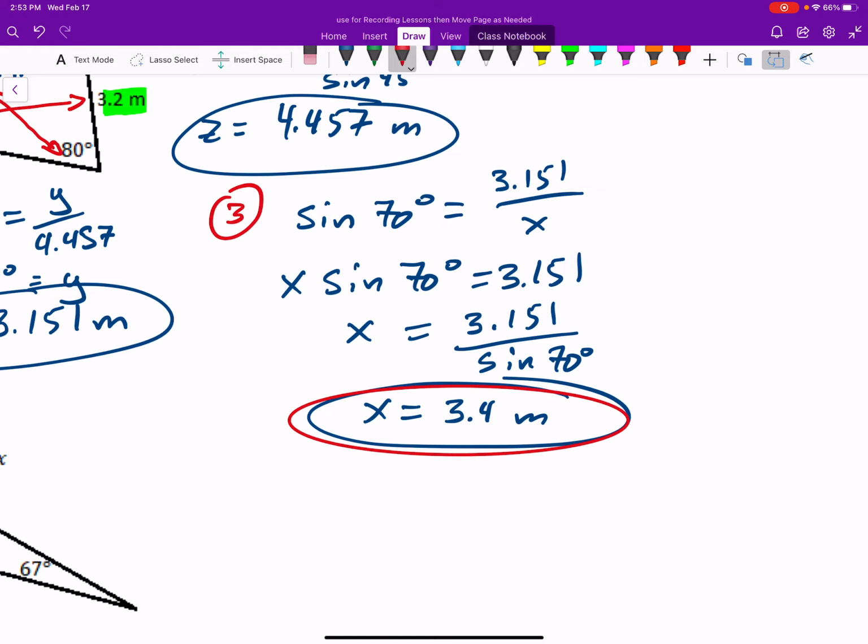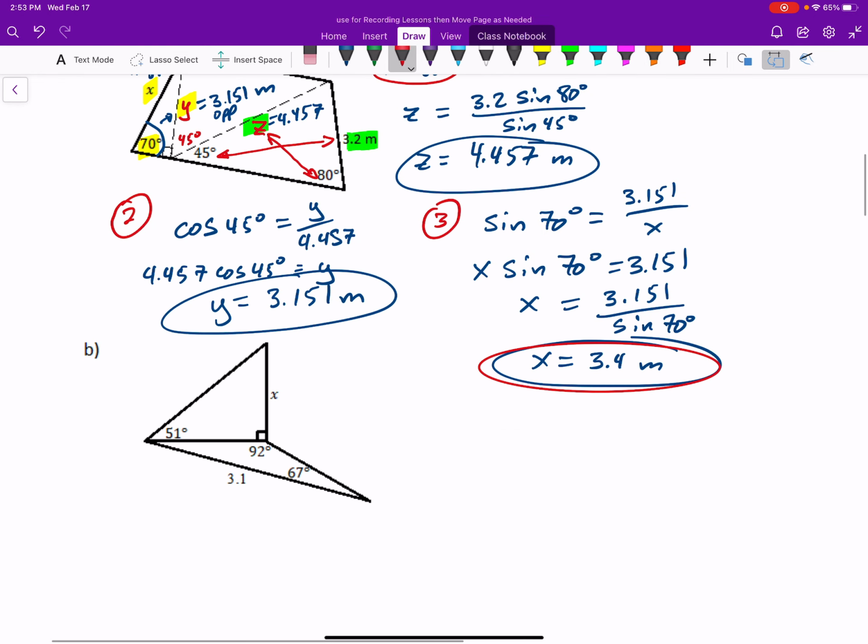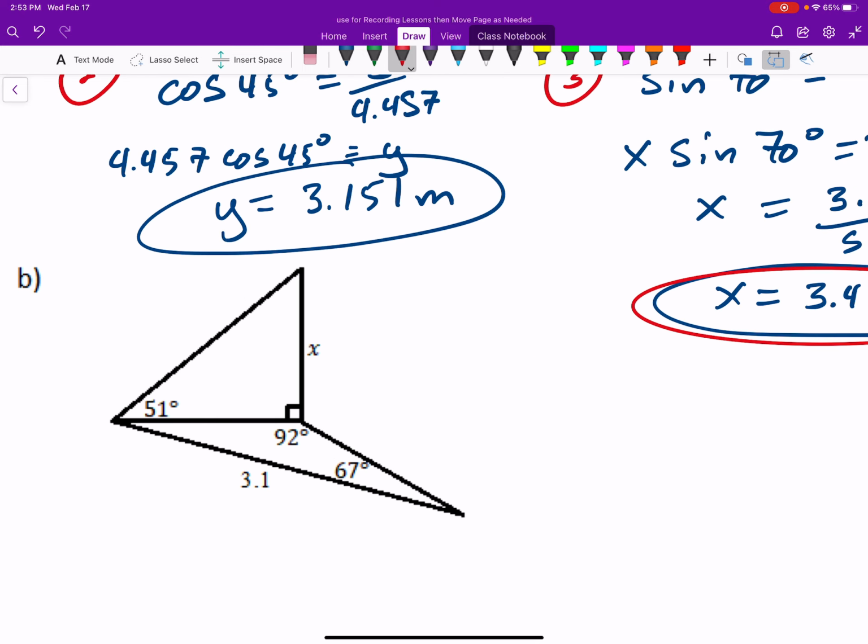So a multi-step problem. And so you have to solve what you can and just work your way towards what you don't know. Here's another one. I think this is supposed to represent a 3-dimensional sketch, although it doesn't really matter whether it does or not. I guess the only thing that makes me think it's supposed to be a three-dimensional sketch is this angle here looks like it's a lot more than 92 degrees.